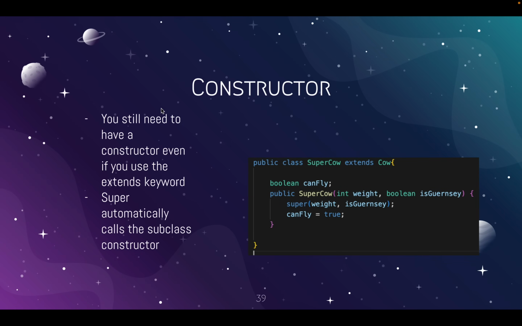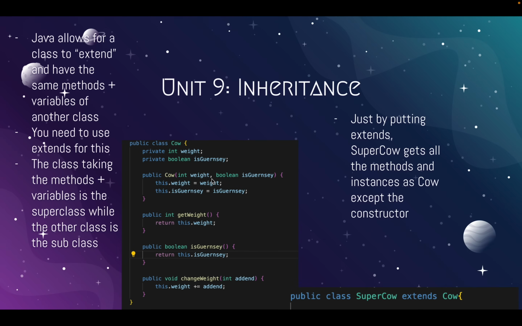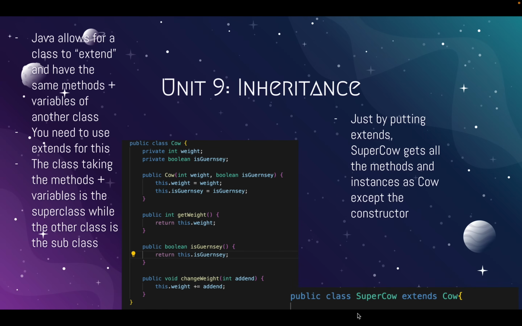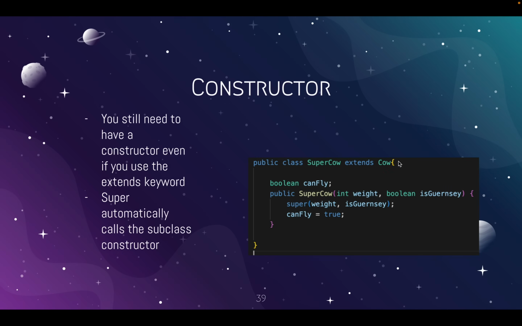But you still need a constructor, even if you use the extends keyword. What you can do is use super. Essentially what super does is that it calls the constructor of the superclass. It'll call this constructor and assign those two values to those two variables. And then if you want, you can have another variable here and still assign it. And these are two different constructors. So SuperCow can access Cow's stuff, but Cow cannot access SuperCow's stuff.